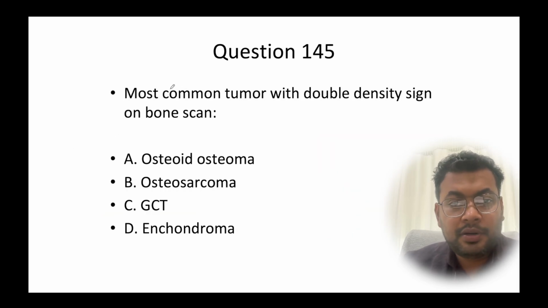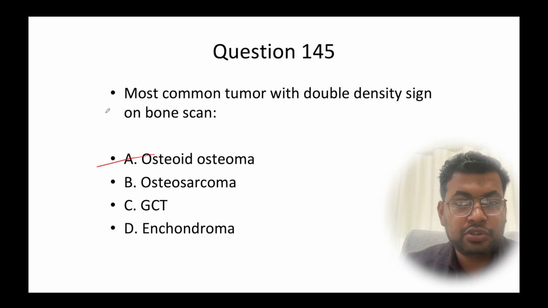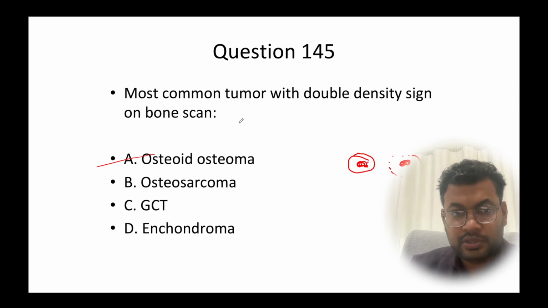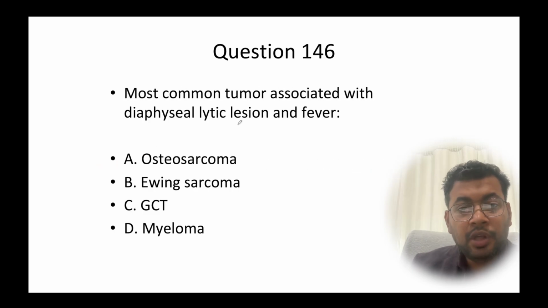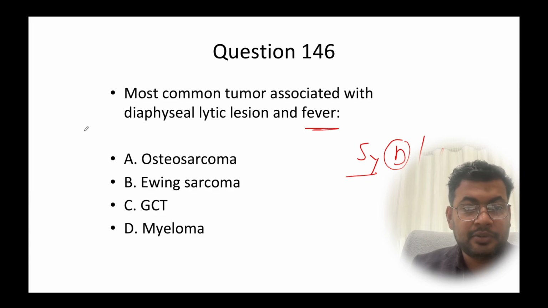Most common tumor with double density sign on bone scan. So we have already seen double density sign is a sign of osteoid osteoma, because there is a sclerotic lesion surrounded by the lytic lesion. So the central dense uptake is surrounded by a lesser uptake. That is your double density sign on bone scan. That is osteoid osteoma. Most common tumor associated with diaphyseal lytic lesion and fever. Systemic sign, diaphyseal, lytic lesion, Ewing sarcoma.